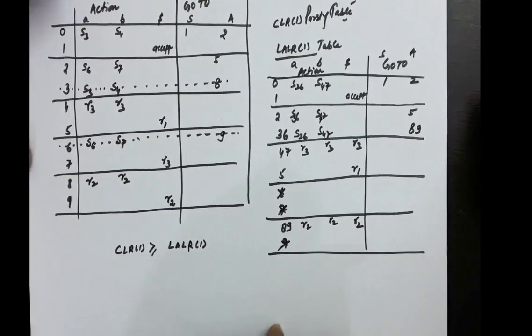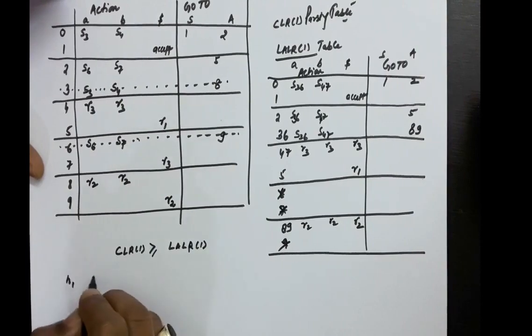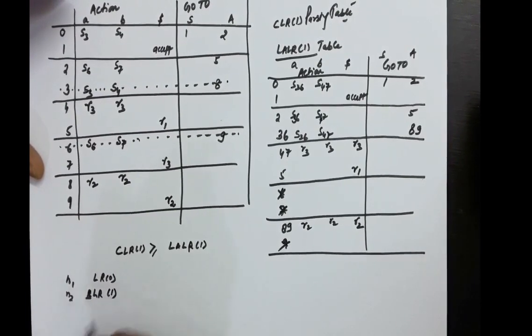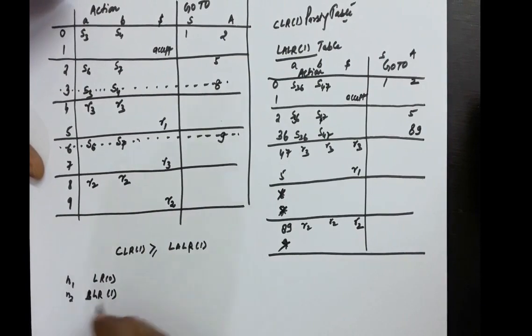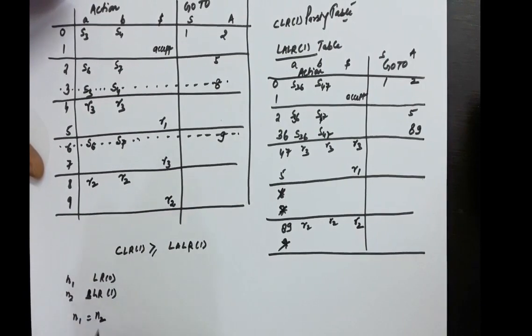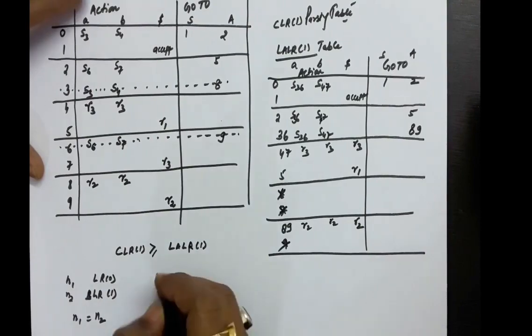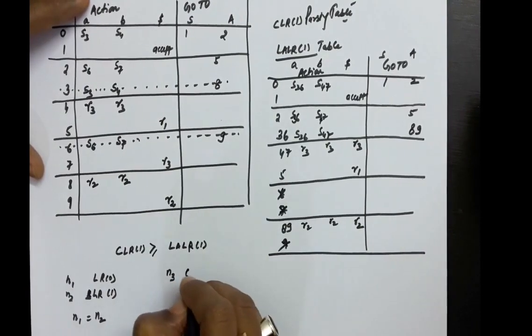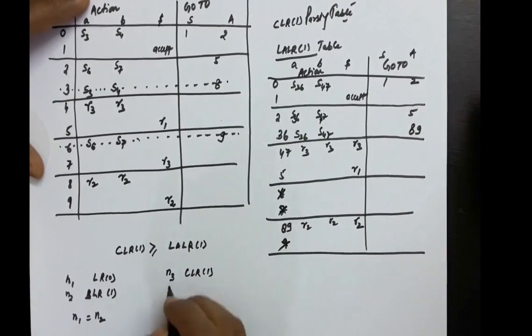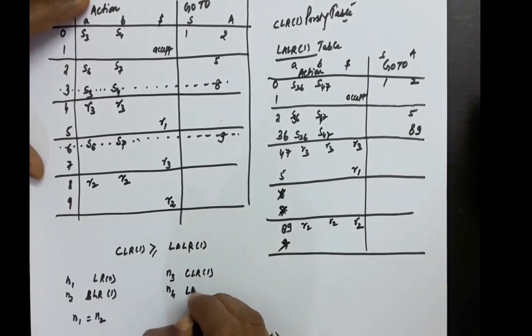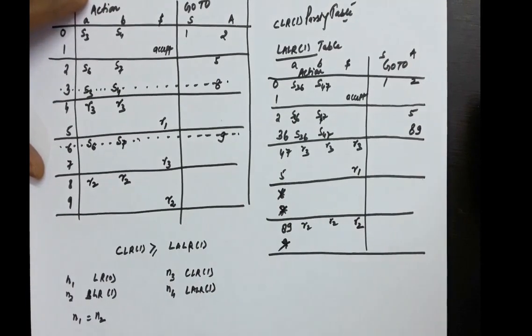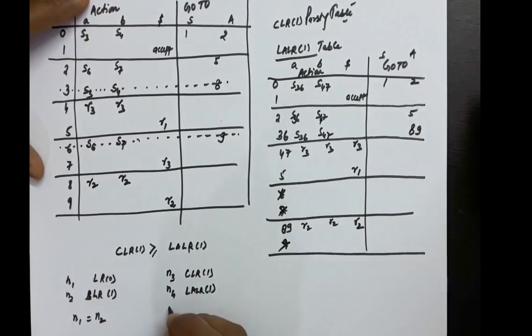Okay. Now, given that N1 is the number of states in the LR0 parsing table, and N2 is the number of states in the SLR1 parsing table, what is the relation between these two? Obviously, N1 will be equal to N2. Okay. Now, if N3 is the number of states in the CLR1 parsing table for the same grammar, and N4 is the number of states in the look ahead LR1 parsing table, what is the relation between these two? So N3 may be greater than or equal to N4.